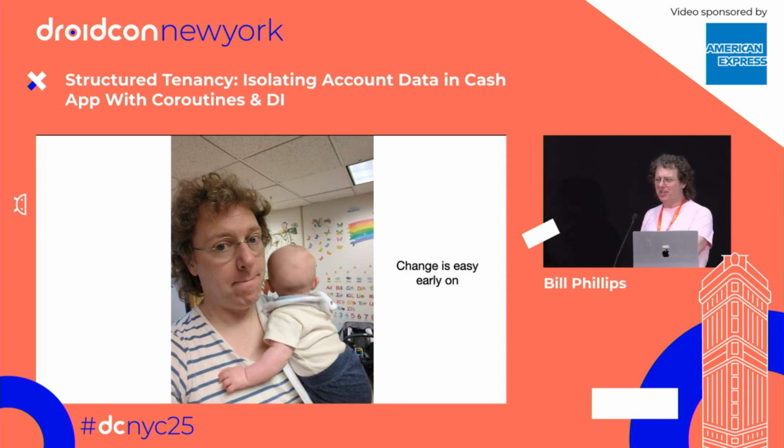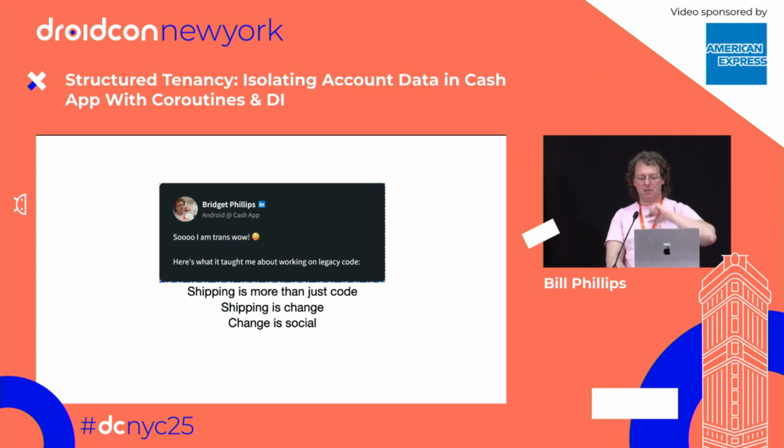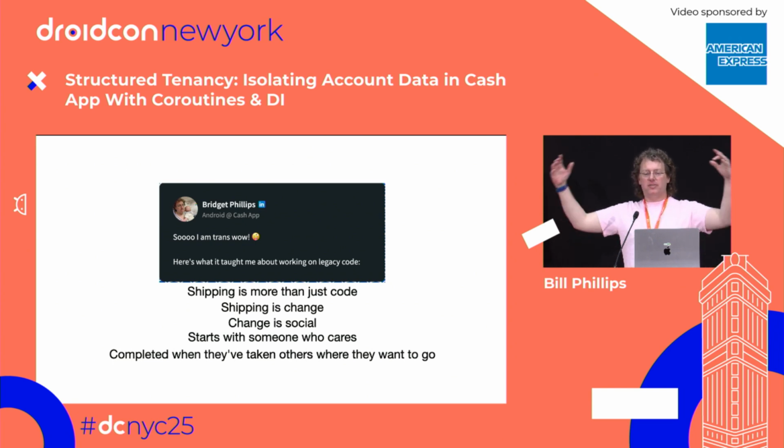Finally, change is easy early on. It gets harder, and I don't necessarily want to be a weird LinkedIn person about this, right? But shipping is more than just shipping code. Shipping is change, and change is social. All the stuff I talked about is a lot of collaboration, right? So any change that you do, it starts with someone who cares a lot about it, but you're not going to ship this thing. It's not going to be completed until you've taken everyone else in your company where you want them to go. That's when you ship, is when everybody agrees that we're done, right?